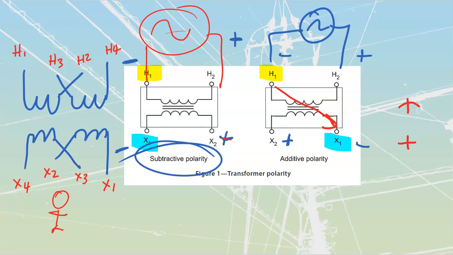If I have transformer polarities, whatever H1 has, I'm going to have the same for my H3. The odds are going to stay the same, which means that on this side over here, the odds are going to stay the same as well. Once again, if H1 was positive, then H3 would have to be positive, which would mean that this H1 would have to be positive and this X3 would have to be positive as well. Okay, if it's a multi-coil, just keep all the odds the same polarity, all the evens the same polarity as well.